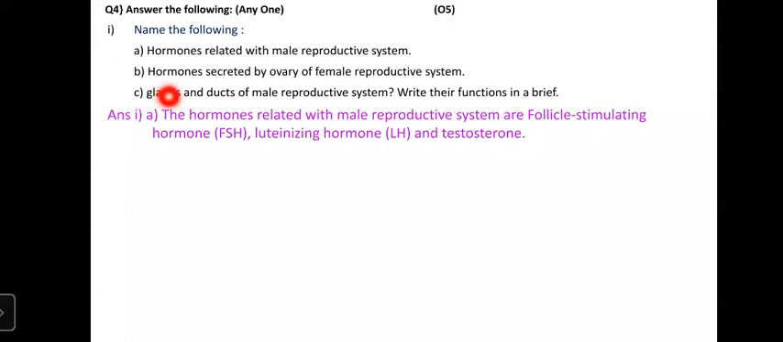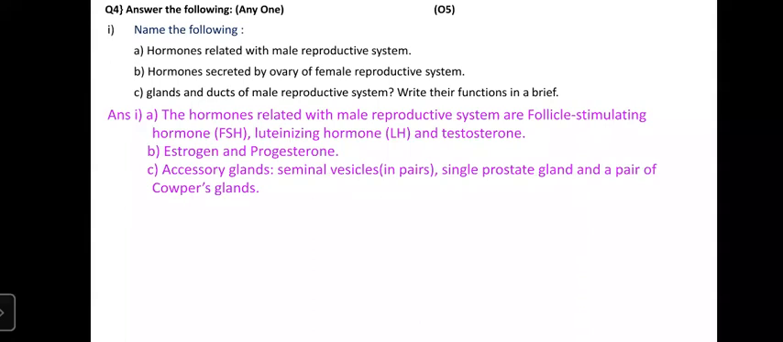B part, hormones secreted by ovary of female reproductive system. What is the answer? Estrogen and progesterone. So estrogen and progesterone are the hormones secreted by ovary of female reproductive system. See the C part of the question. Glands and ducts of male reproductive system. Write their function in brief.